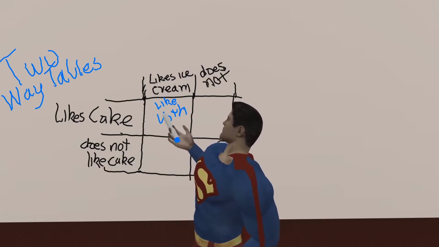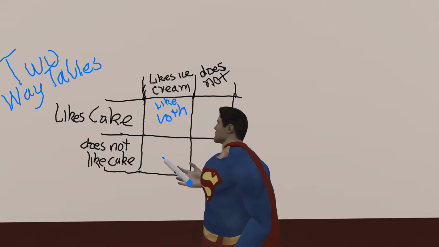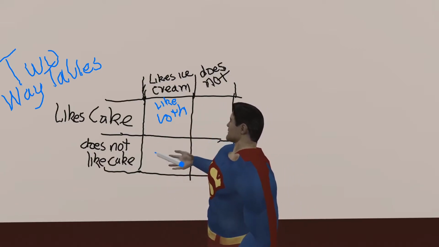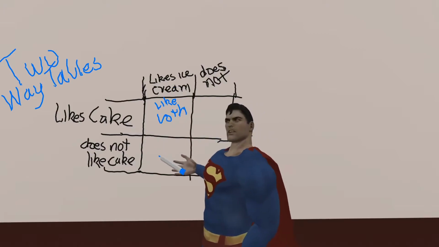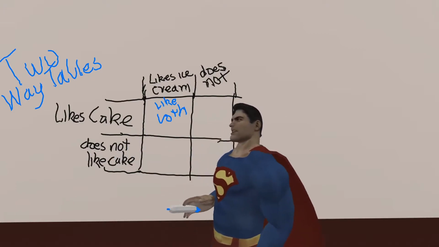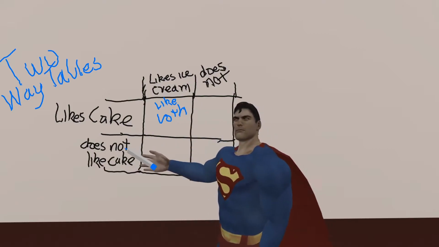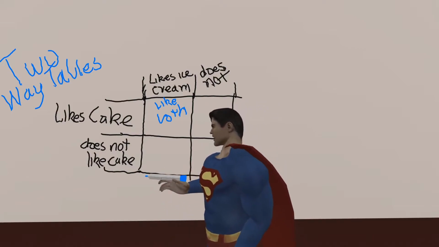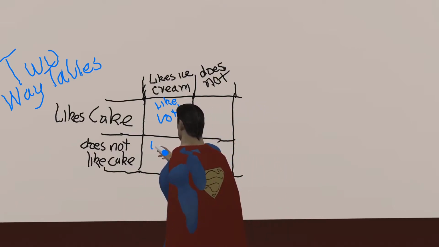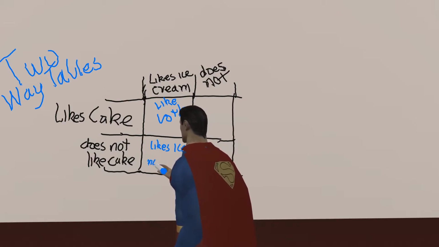So here, this square has people who like cake and like ice cream. Down here, we have the people who like ice cream because it's in the likes ice cream column, and it's in the does not like cake row. So here is only for the people who like ice cream and do not like cake. Let's write that in here: likes ice cream and not cake.